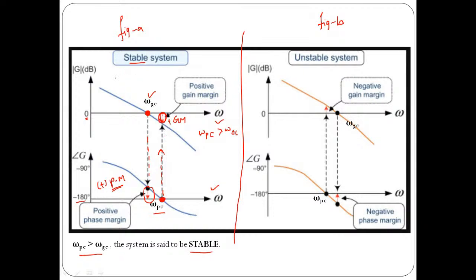So the moment we have omega PC more than omega GC, the gain margin and phase margin are both positive. The system is said to be absolutely stable. This is very important.